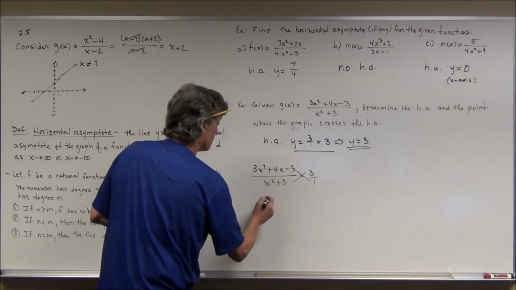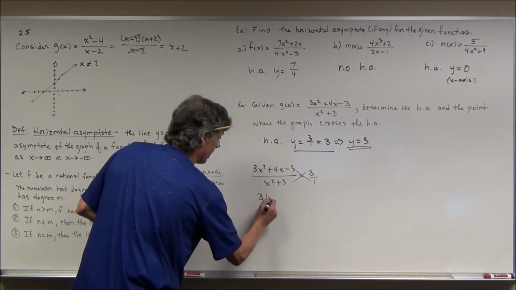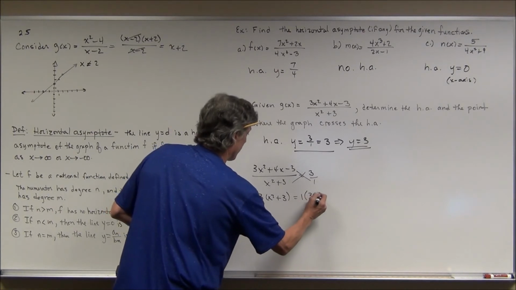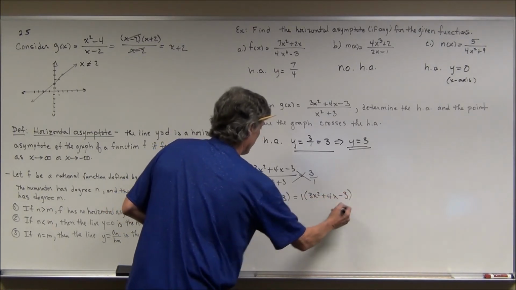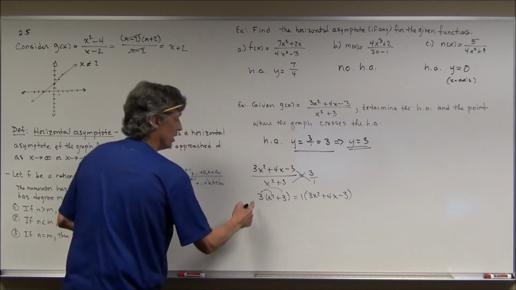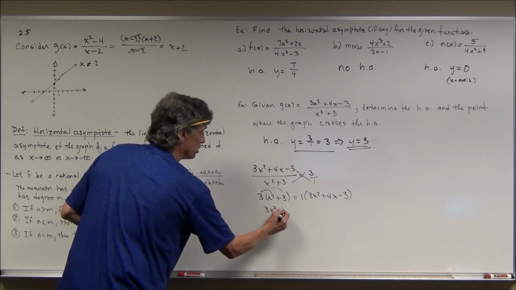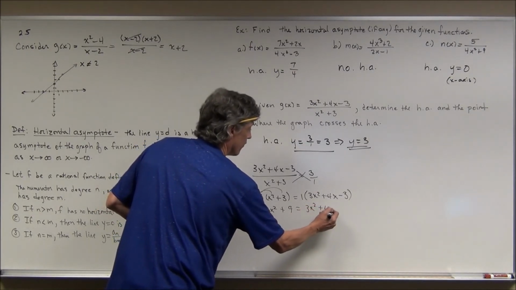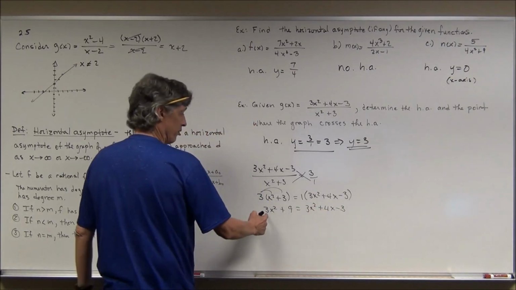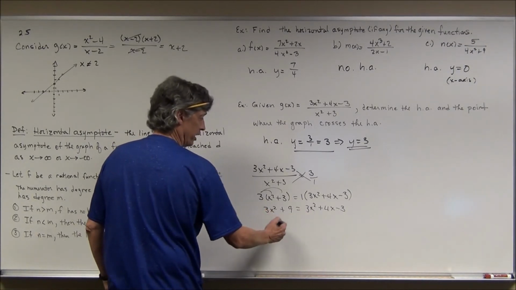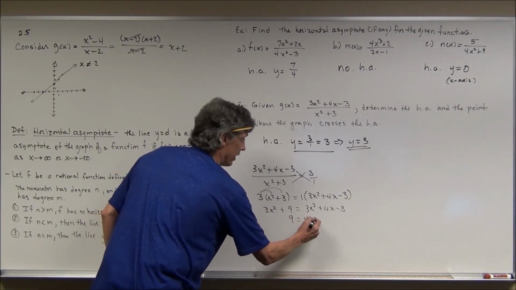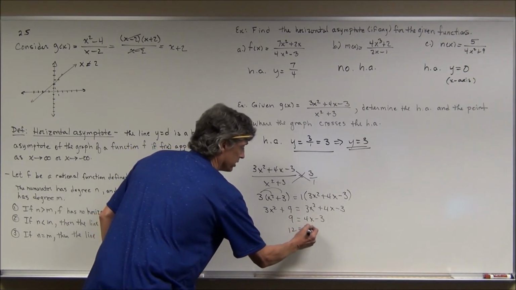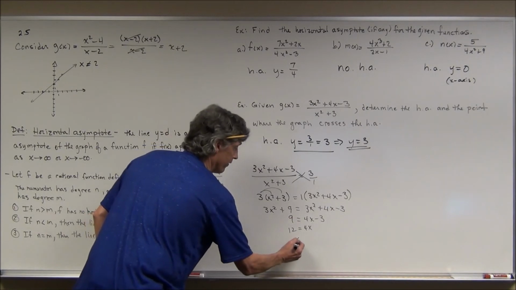Alright, so I'm going to cross multiply, so it's 3 times x squared plus 3, and it's 1 times 3x squared plus 4x minus 3. Would be nice if I paid attention. 3 times x squared is 3x squared, distributing, plus 9 equals 3x squared plus 4x minus 3. I have a 3x squared on both sides, so if I subtract 3x squared from both sides, I get 9 equals 4x minus 3. Add 3 to both sides, I get 12 equals 4x. Divide by 4, I have x equals 3.